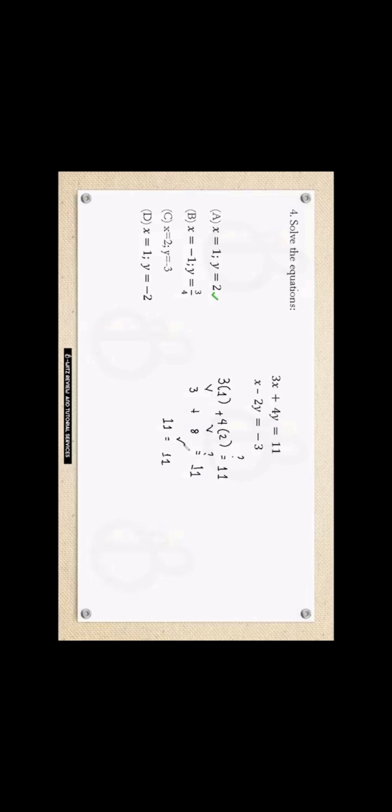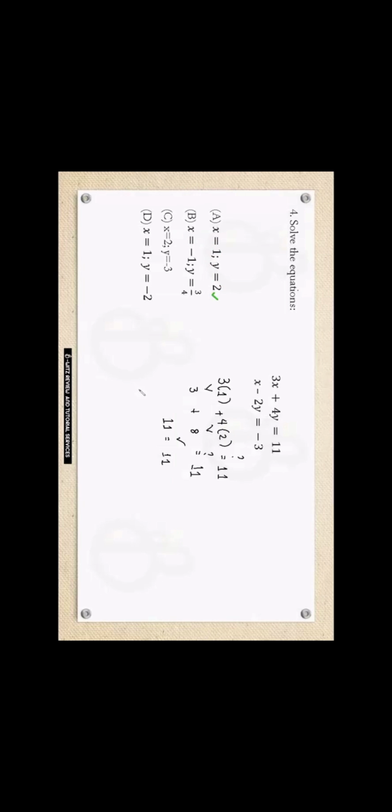Now take note that after substituting the values of x and y into our first equation, we need to substitute them into our second equation. If the left and the right side of the equation are both equal, then we can say that x is equal to 1 and y is equal to 2 satisfy our given two equations here.